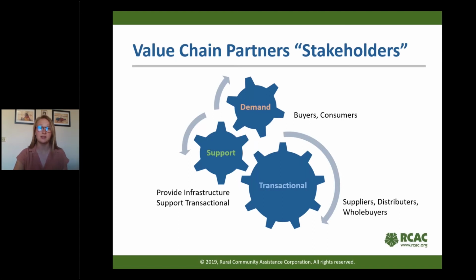The three partners and stakeholders in a value chain include demand, transactional, and support partners. The WealthWorks approach is an interrelated and interdependent approach. You might think of these three types of partnerships as gears that work together and are less effective working independently. Make sure you take a look at the handout on value chain definitions and partners.